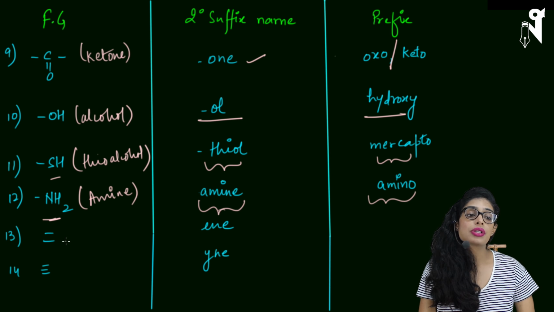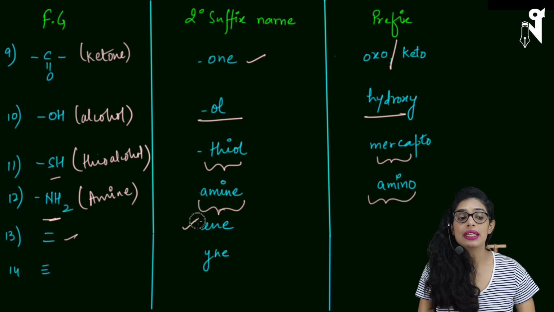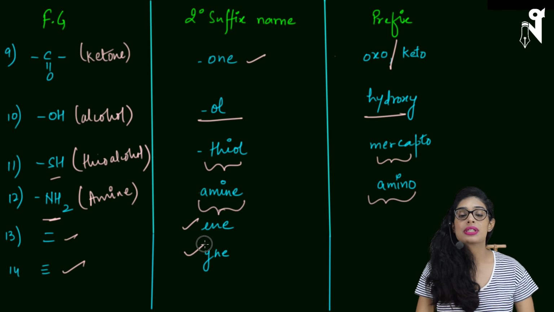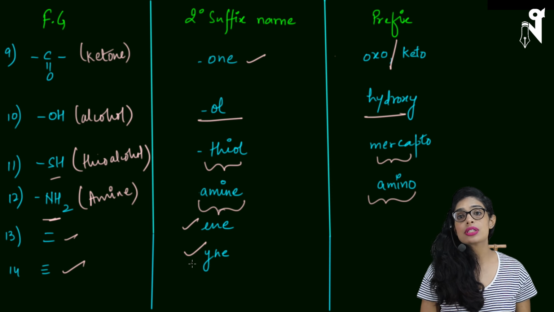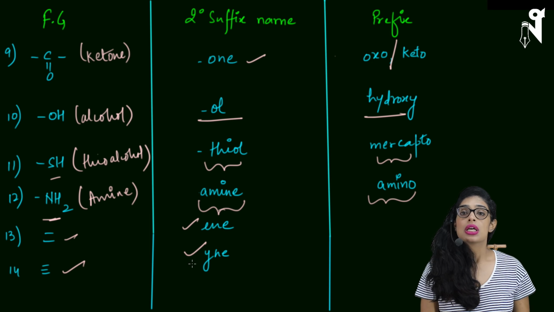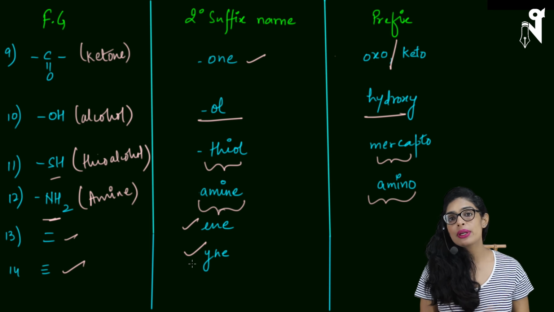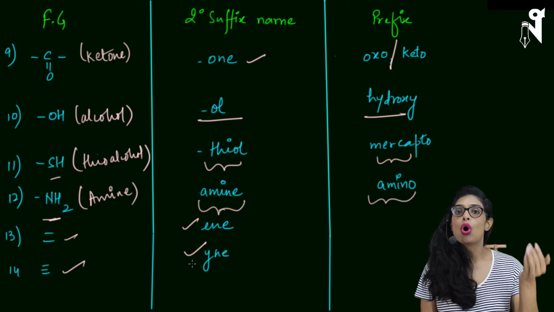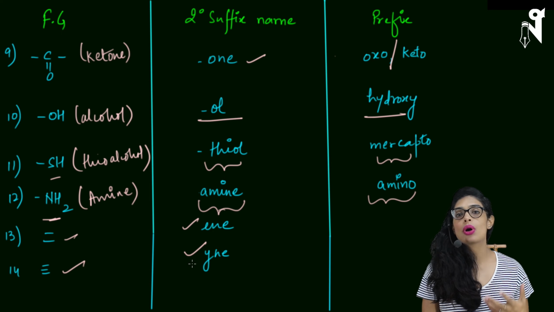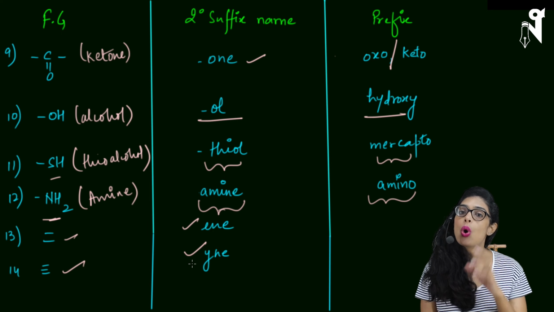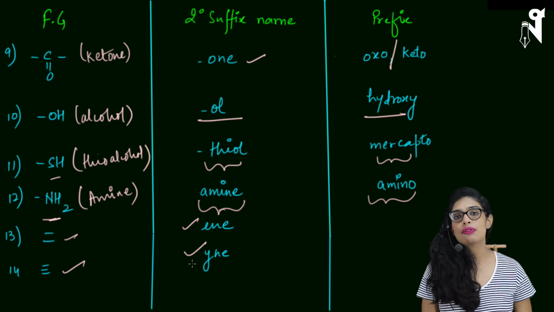Next comes in the order a double bond, which is represented by -ene. Then comes your triple bond, which is represented by -yne. Now here I have missed a lot of other functional groups, which can never be higher priority groups and will always have lesser priority than double bond and triple bond, and they will always be acting as prefixes.